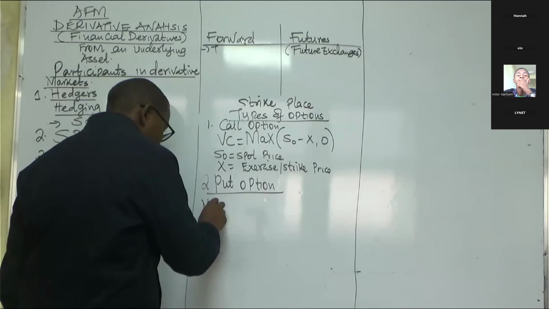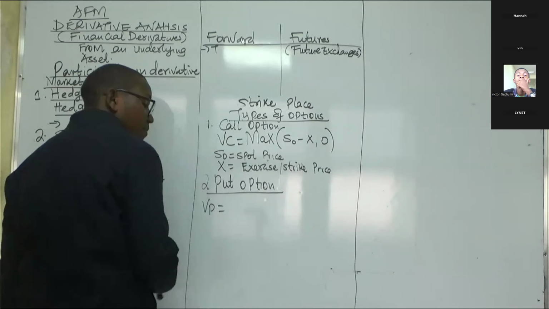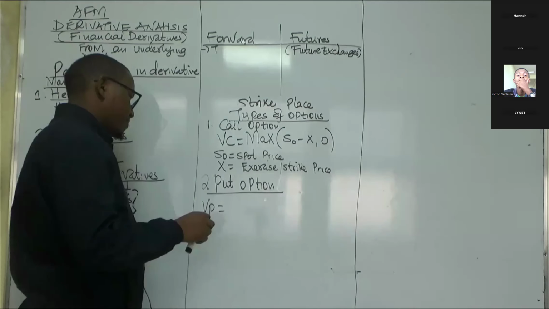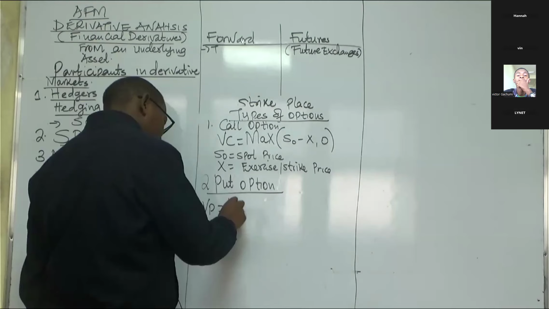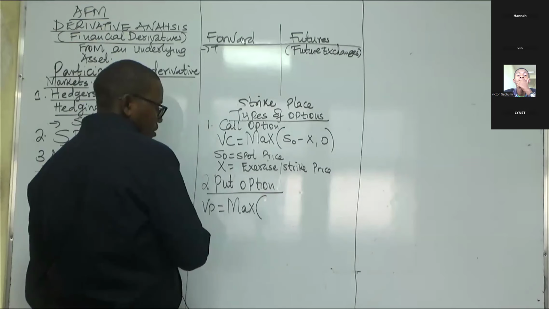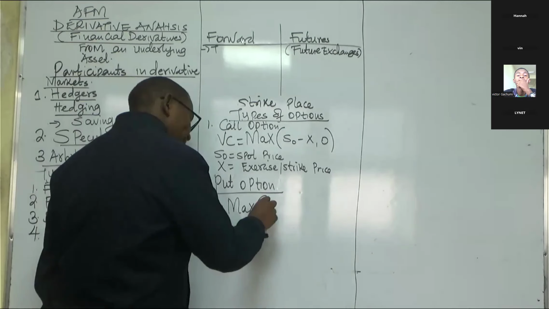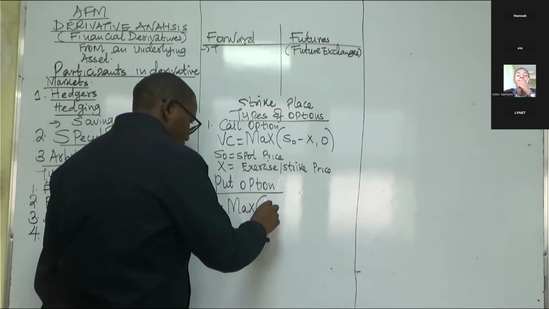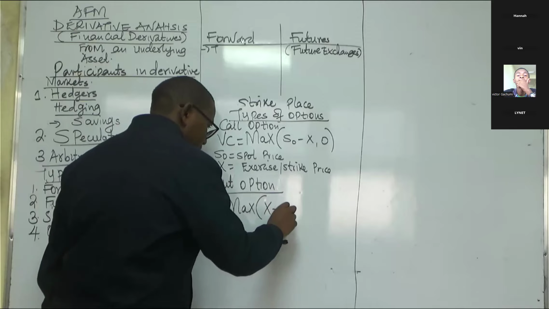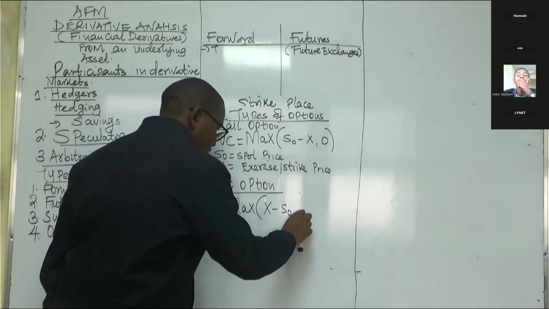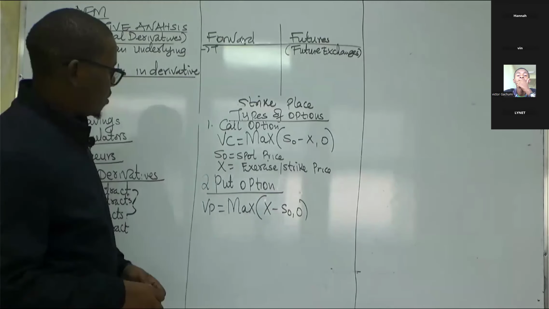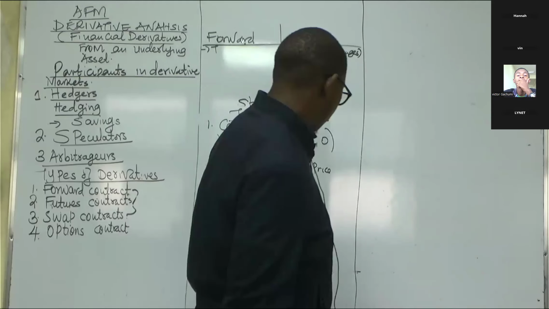The value of a put option is determined as follows. It is the maximum of the exercise price minus the spot price, compared with 0.